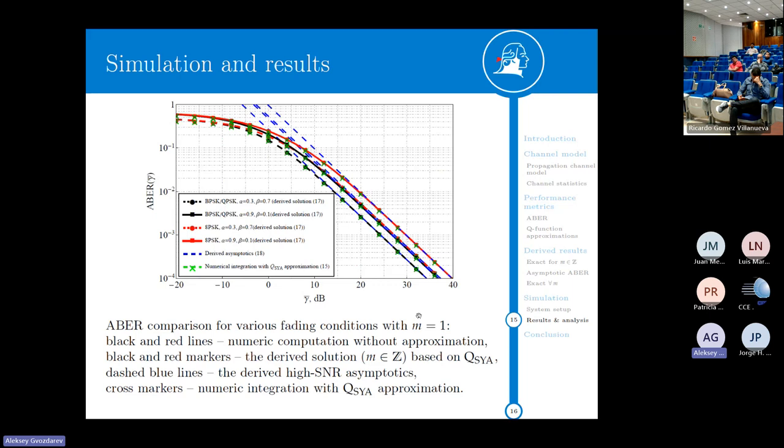This approximation was further chosen for comparison with the derived exact solution and is asymptotic. Here we see perfect agreement between them, which validates the analytical part of the research, and that the derived approximation performs well even for fairly small signal-to-noise ratio, around from 7 to 12 dB.